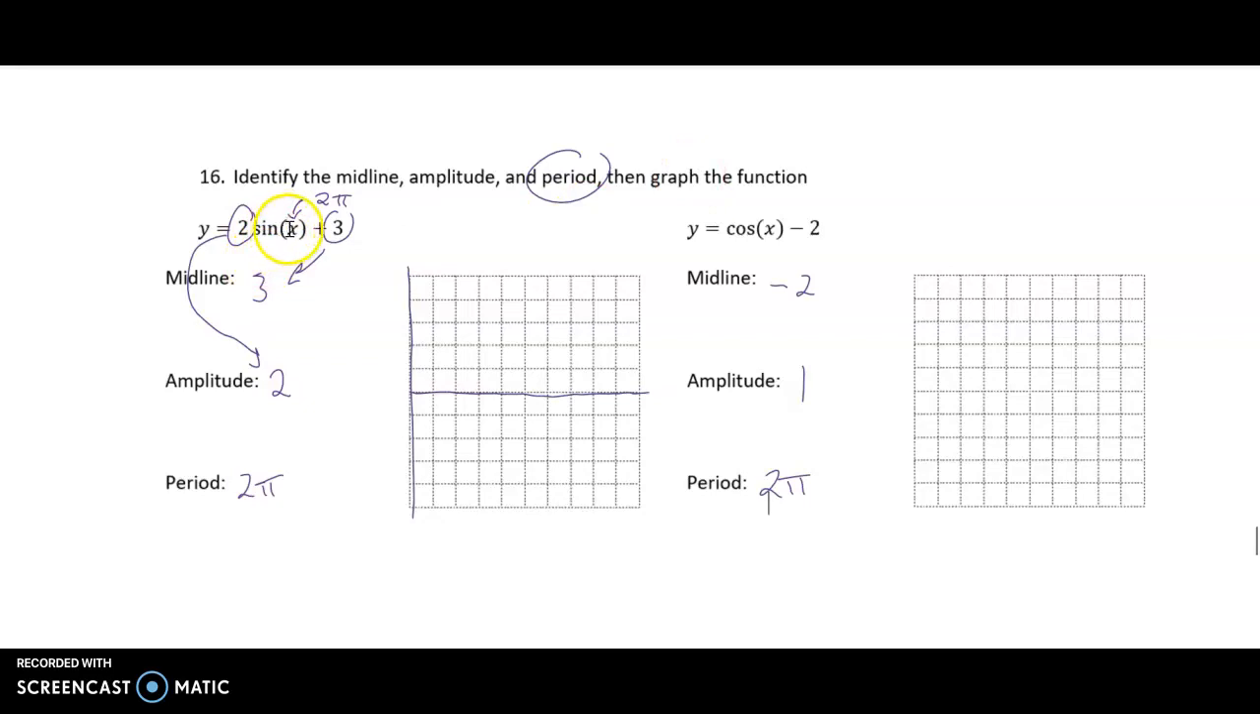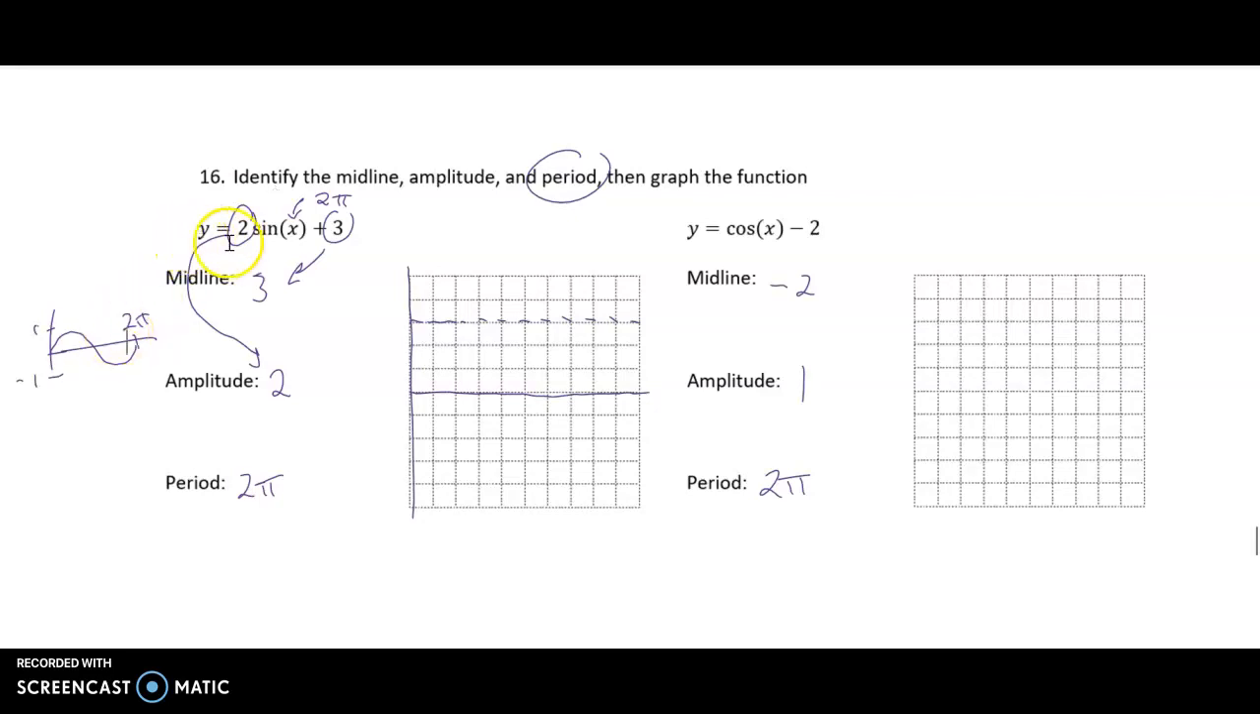We'll talk about how to deal with the period of a graph that has a number in here in the next video. So let me go up to the midline. The midline is 3, and I'm going to put a dotted line that goes across at 3. And now this is a sine curve. So you should know that a base sine curve looks like this. Goes up to 1, down to -1, has a period of 2 pi.